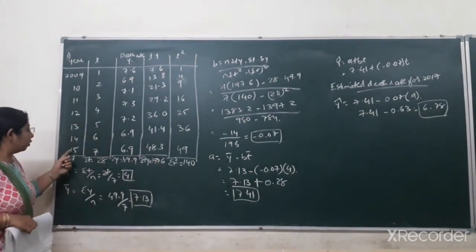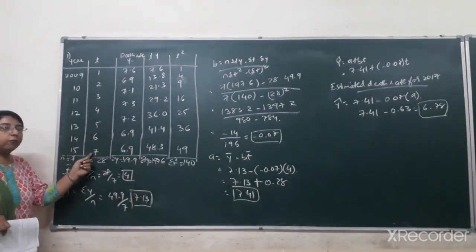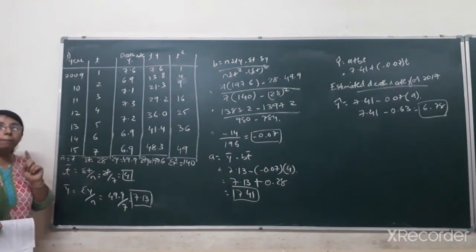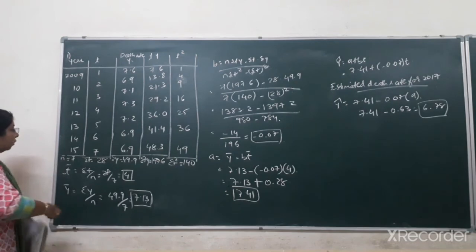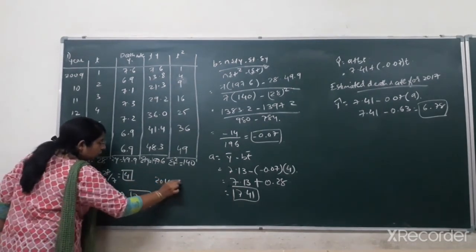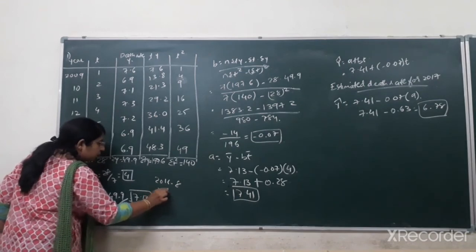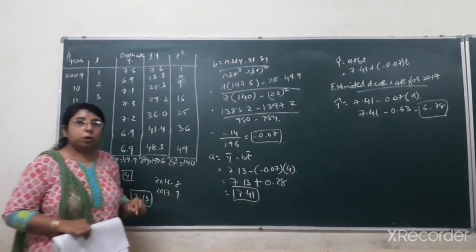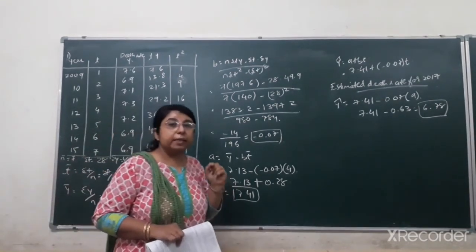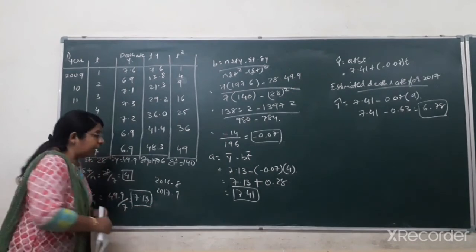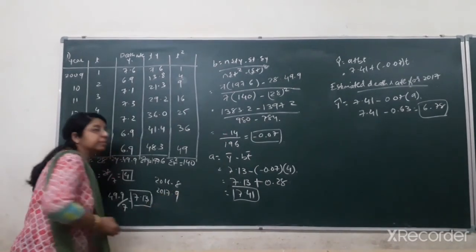So you can see for the year 2015, I have taken the time, that is 7. So for 2017 it would come 9. Yes or no? For 2015 it is 7. Then for 2016 it would come 8. Then for 2017 it would come 9. So we have been asked in the question to find the estimated death rate for the year 2017. So the value of t that you will take is 9.